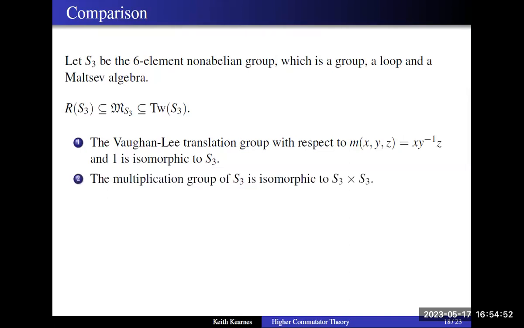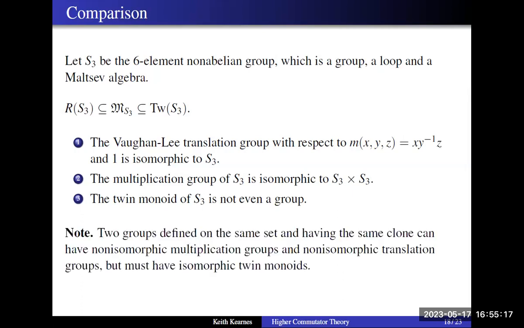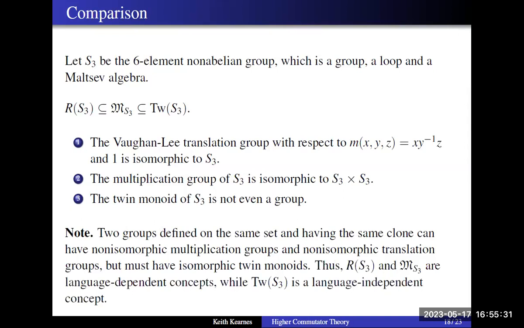The multiplication group of a loop, I allow left and right multiplications, and they commute with each other. If it's a group, the left multiplications will commute with the right multiplications. So I get S3 cross S3. Okay, and the twin monoid is not even a group. It's a larger monoid. It's not a group in the case of S3. But the point is that, first of all, the twin monoid is language independent. The other constructions depend on the choice of language, but they all capture what exists beyond nilpotence to get us to supernilpotence. Okay, so here's the theorem.